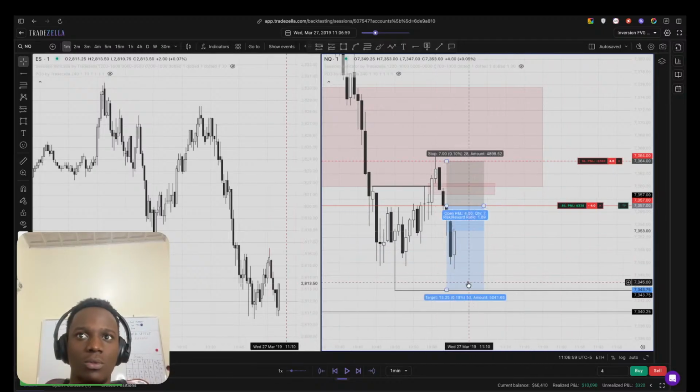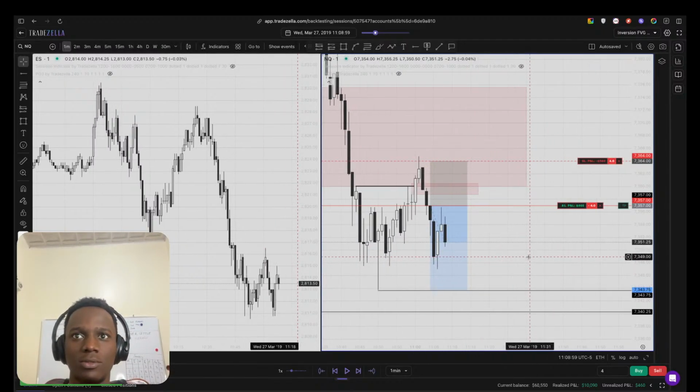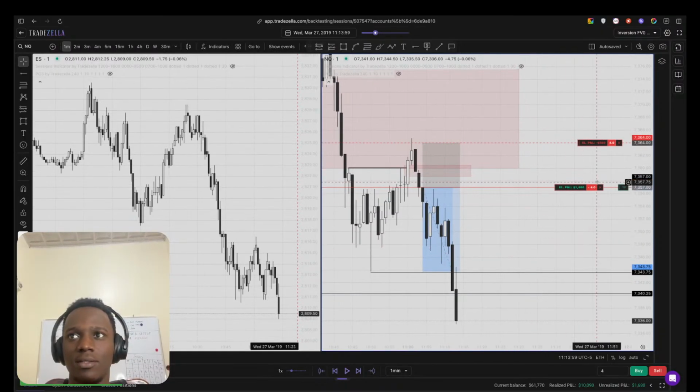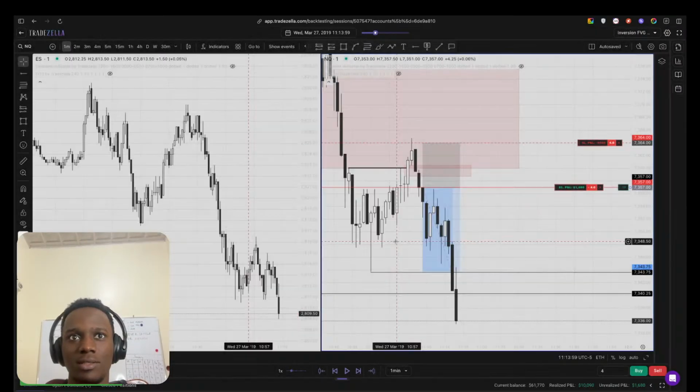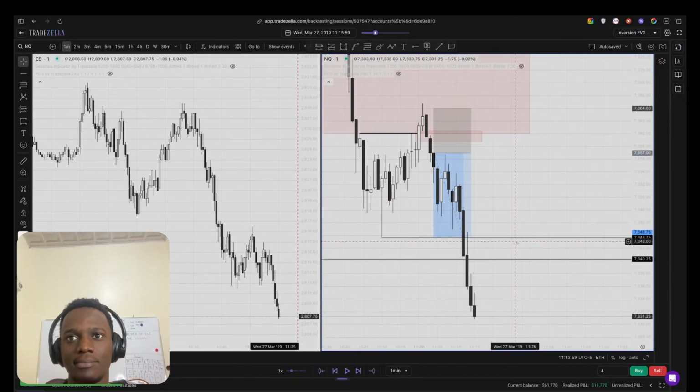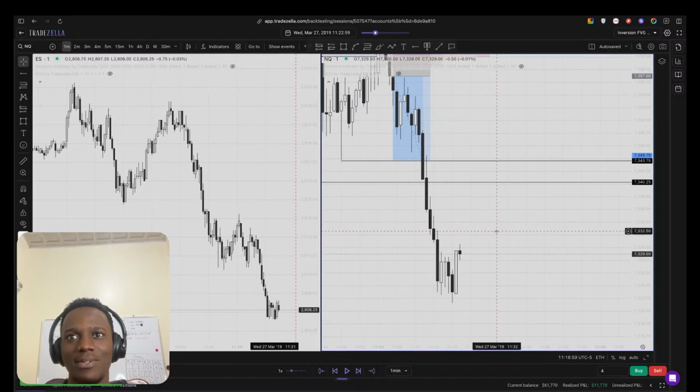Whoa. Looks like I'm going to close at break even. Okay, this is good. I'm going to close at 1.6R. Okay. And it continues lower and lower and lower.